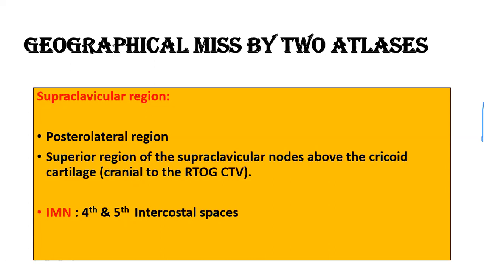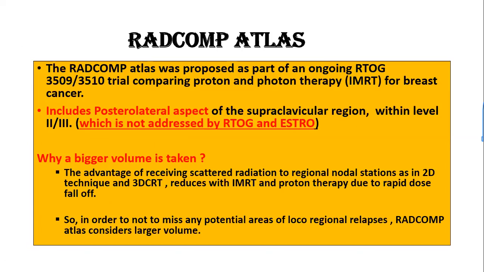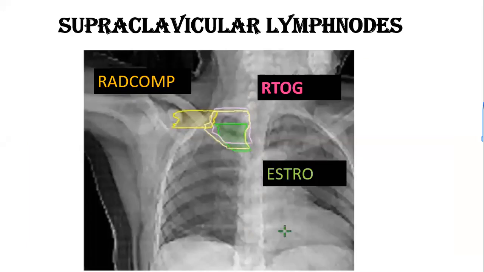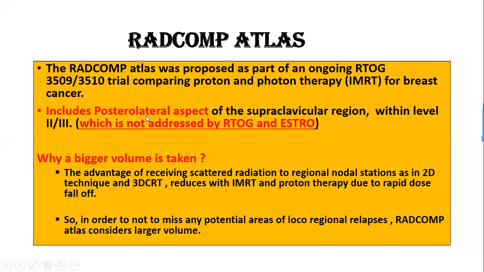So at least in the supraclav, the posterior lateral region, we can tackle this problem by contouring it with the RADCOMP atlas. As I mentioned in the previous slides, we will take an optional margin of this posterior lateral supraclavicular area. This posterior lateral region is not addressed by RTOG and ESTRO. As I have said, the RADCOMP guidelines always take a bigger volume. Whatever the boundary is, it is by and large taking the larger volume. So why is it taking a bigger volume?